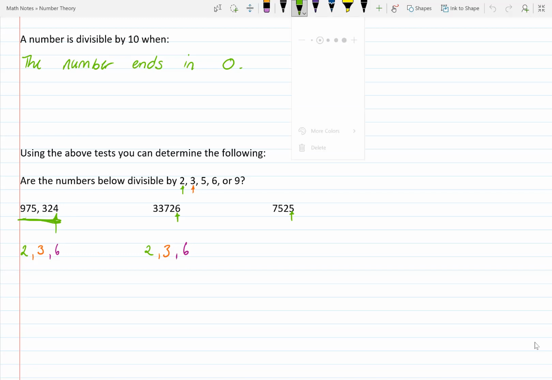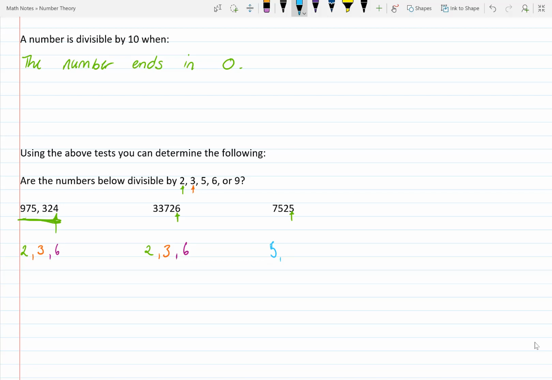Moving on to the next number, 9. Well, once again, if you add up the digits of a number and that sum is divisible by 9, then you know it's divisible by 9. Well, 7 plus 5 is 12, plus 2 is 14, plus 5 is 19. Well, 19 is not divisible by 9, which means that 7,525 is not divisible by 9.